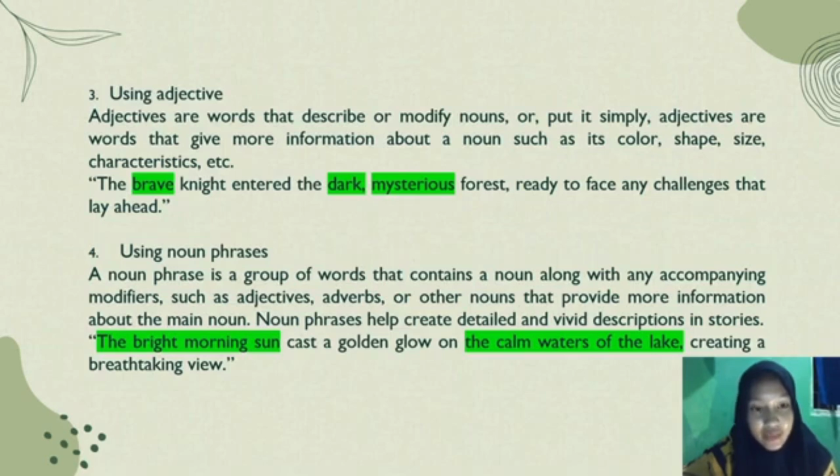For example, the bright morning sun casts a golden glow on the calm waters of the lake, creating a breathtaking view. So here the noun phrases used are the bright morning sun, the calm waters of the lake.